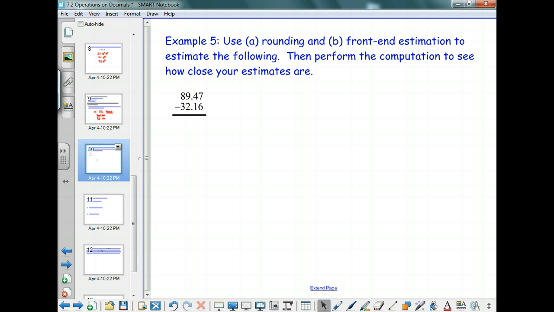We're going to do 3 things with this problem. The first thing we're going to do is rounding. The second thing we're going to do is front-end estimation. And the last thing we're going to do is actually perform the computation and see how close our estimates are. Okay? If the problem does not tell you what place to round it to, you get to pick.